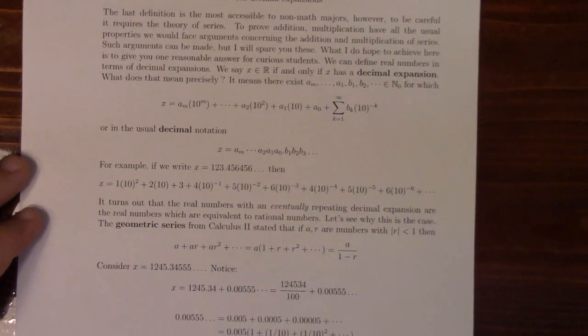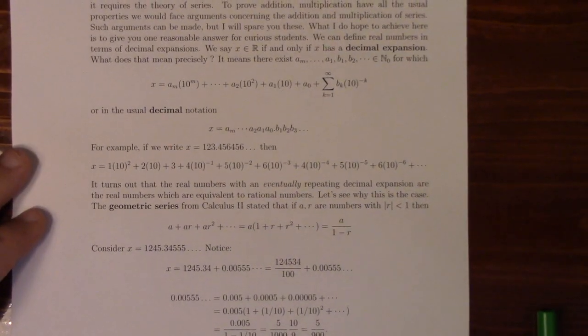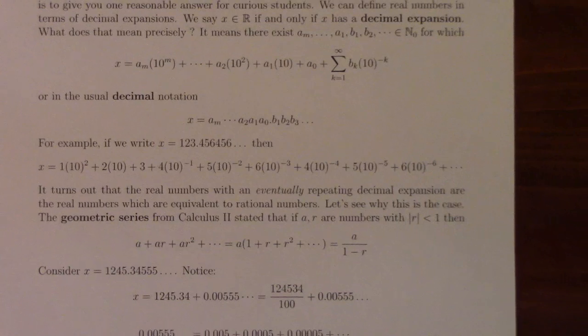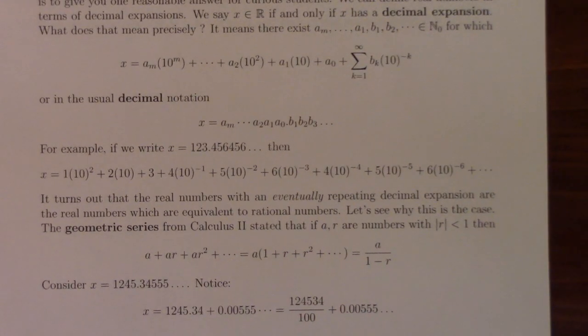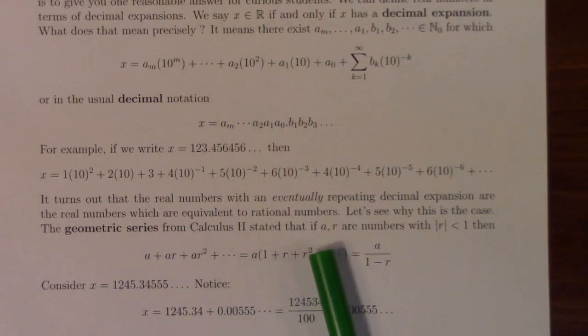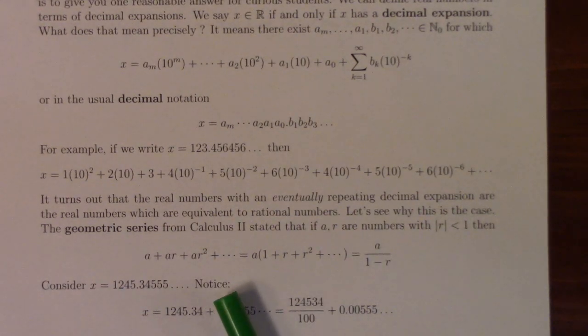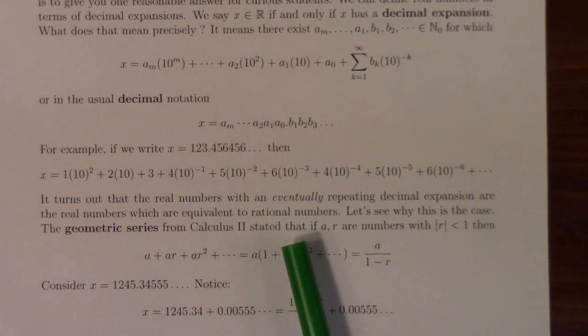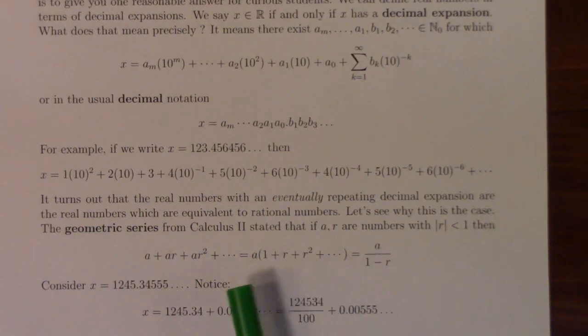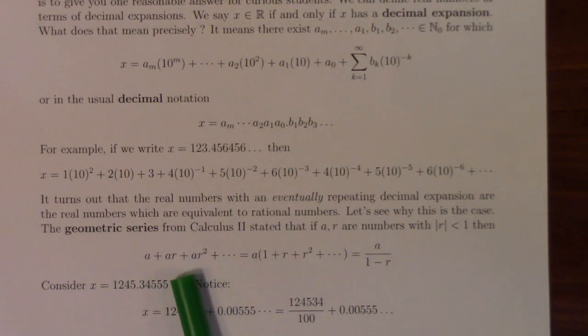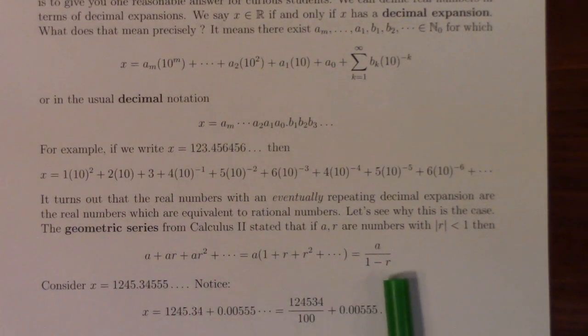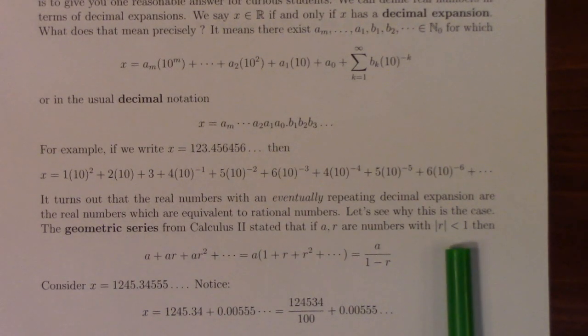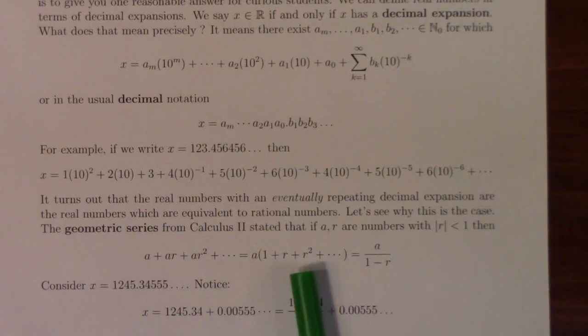And the neat thing here, just to link back, is where do the rational numbers figure into all this? It turns out that the real numbers with eventually repeating decimal expansions are the real numbers which are equivalent to rational numbers. This basically stems from the geometric series, which perhaps you should remember from Calculus 2, which says that a plus ar plus ar squared plus and so on, we could factor a out, and we get a over 1 minus r, provided that the absolute value of r is less than 1. So that's essentially the tool we need to see that.